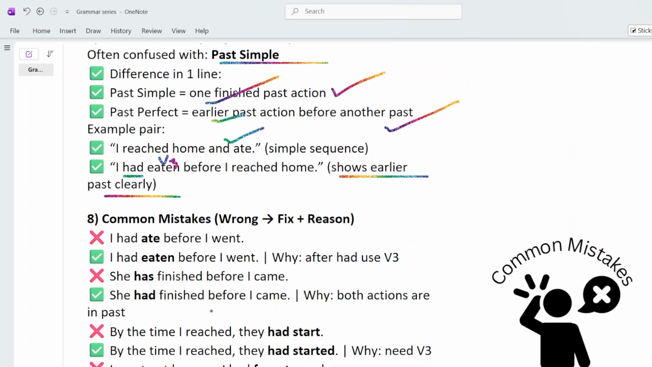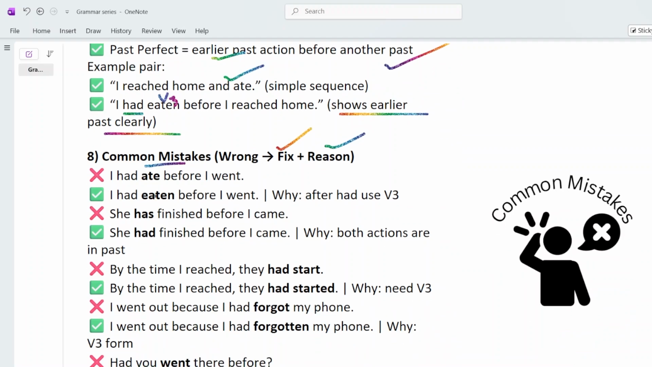Clear? Great. Let's look at certain common mistakes, okay, and their fixes as well, along with the reasons. Let's look at it. So, I had ate before I went. No, you can't use ate. Why? Because ate is not the V3 form. Okay, it is a V2 form. So, I had eaten before I went out.